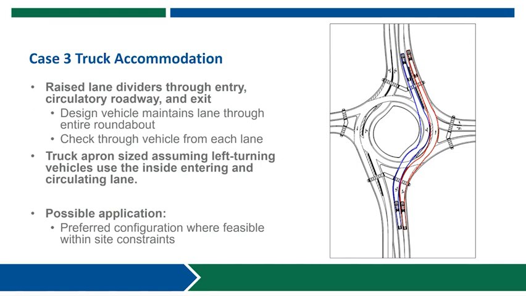Where feasible, GDOT prefers application of Case 3 truck accommodation strategies. Generally, Case 3 designs have a slightly larger inscribed circle diameter and larger footprint. So for constrained sites where these larger dimensions cannot be accommodated, Case 1 or Case 2 design strategies could be considered instead. I encourage you to refer back to the GDOT Roundabout Design Guide section 3.15, which provides additional information on each of the case strategies.